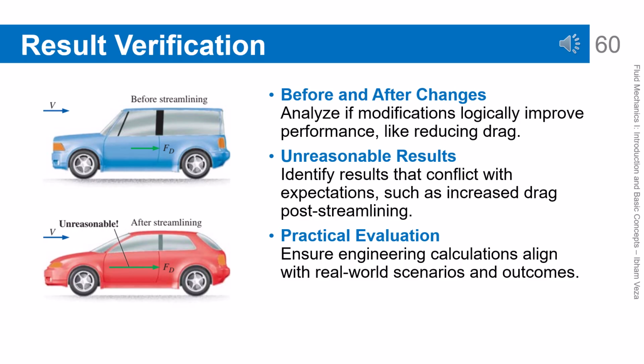Result verification. Calculated results must always be checked for physical reasonableness. Comparing conditions before and after modifications helps evaluate whether performance has truly improved. If the results show behavior that contradicts intuition, there is likely an error. This step is often neglected, even though it is critical. Result verification is an essential part of responsible engineering practice.